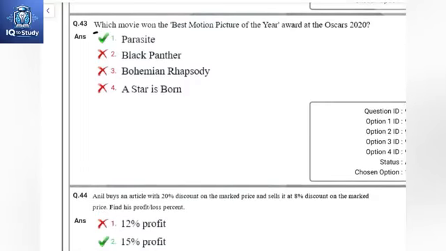Which movie won the Best Motion Picture of the Year award at Oscars 2020? It's Parasite.